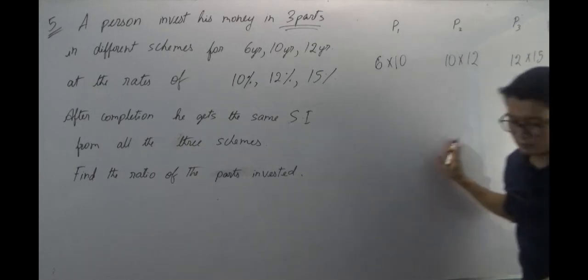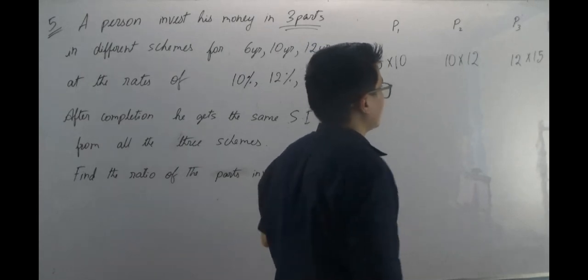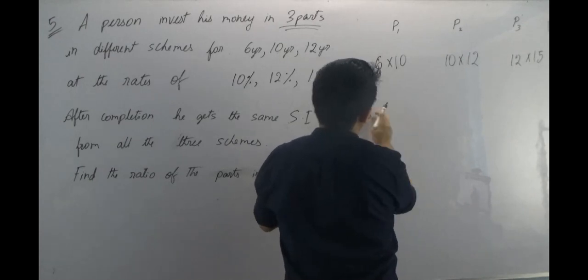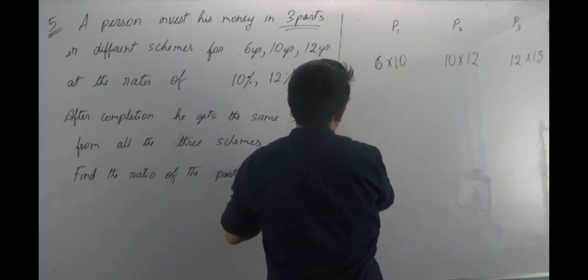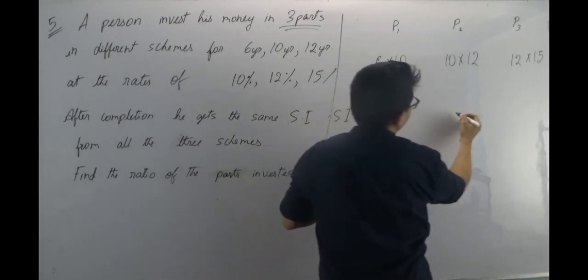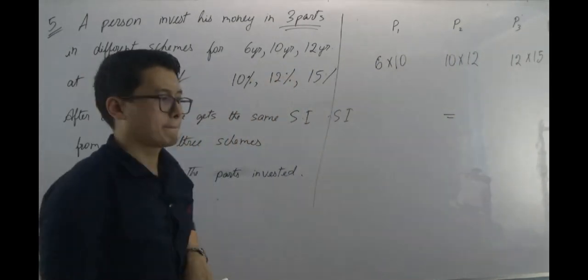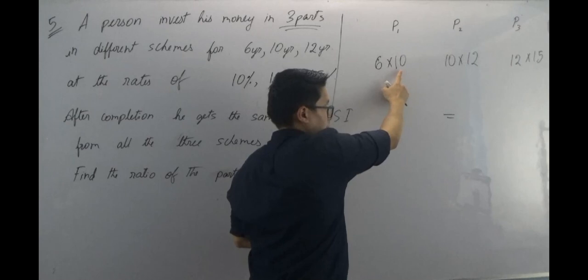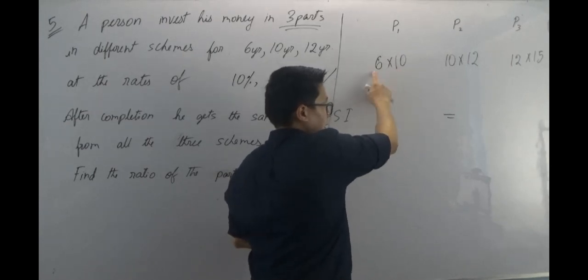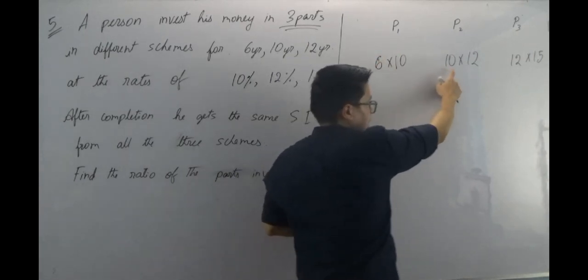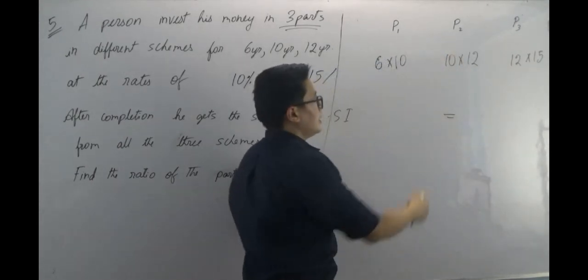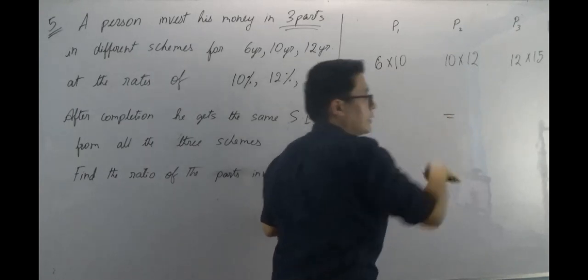The simple interest is the same for all three. Time changes, rate changes, so PRT: P1 goes with its R and T, P2 with its R and T, and P3 with its R and T.